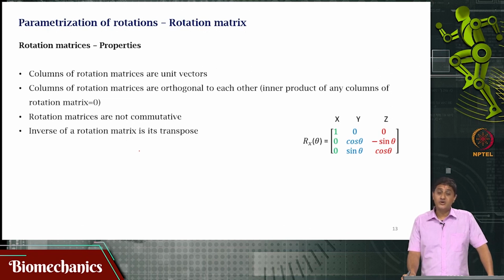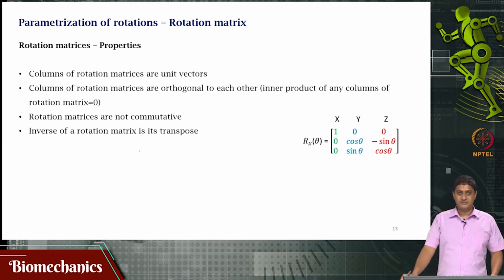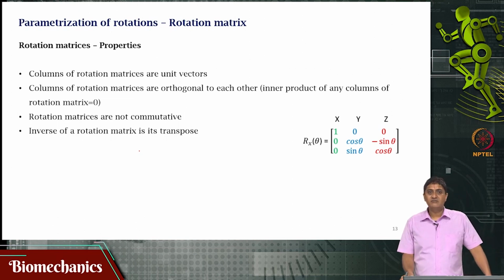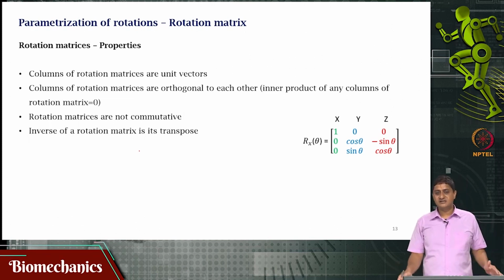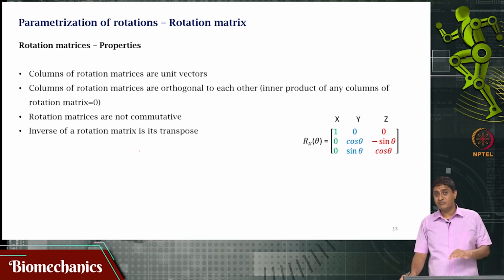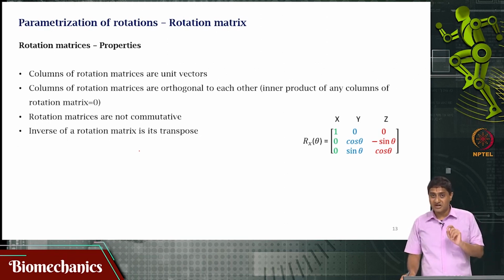So, these are unit vectors. Also, the columns of the rotation matrix are orthogonal to each other, also something that we defined. Importantly, very importantly, rotation matrices are not commutative, that is, matrix multiplication depends a lot on the order of multiplication. This becomes crucial in some of our discussion in future. We will discuss this in much greater detail in future. So, the order of multiplication, the order of rotation matters.